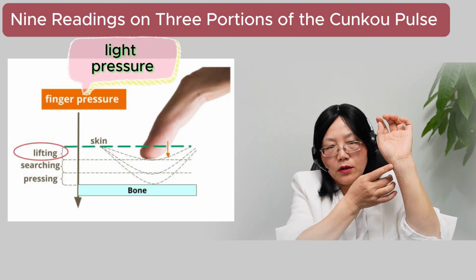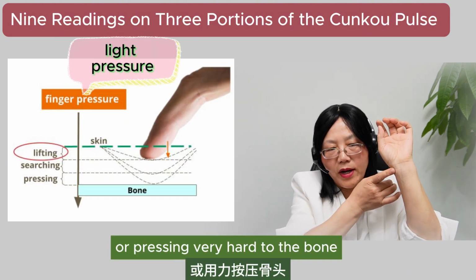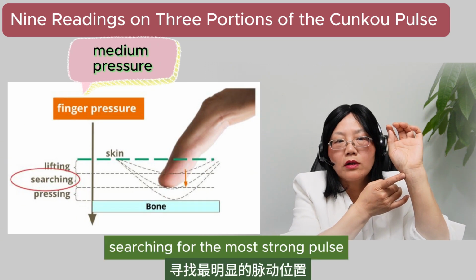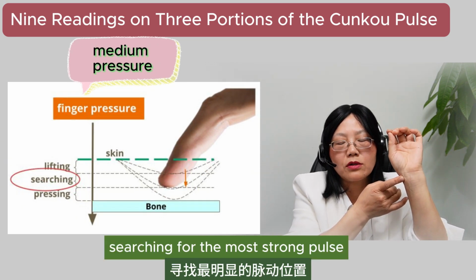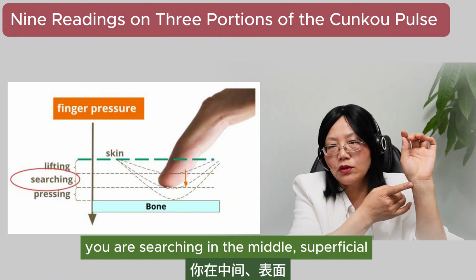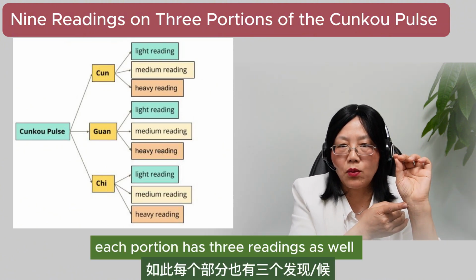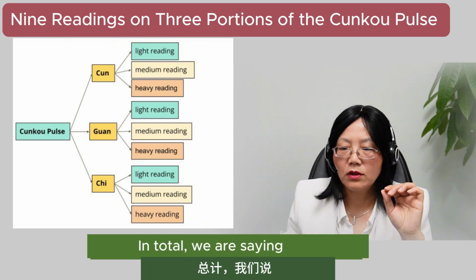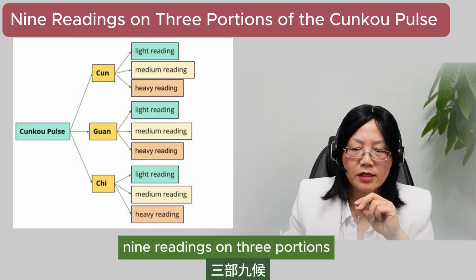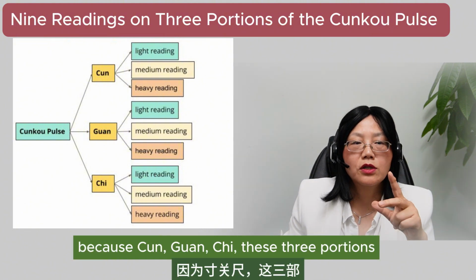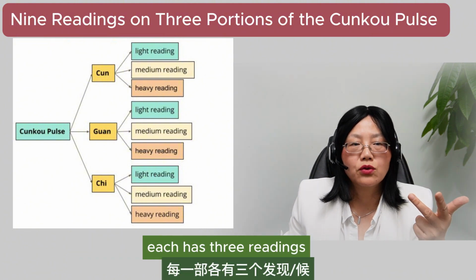For each portion, you can do the same thing. Light press on it, we call it lifting, or pressing very hard to the bone, or in the middle, searching for the most strong pulse. You are searching in the middle, superficial, and very deep. Each portion has 3 readings as well. In total, we are saying 9 readings on 3 portions, because cun, guan, chi, these 3 portions, each has 3 readings.